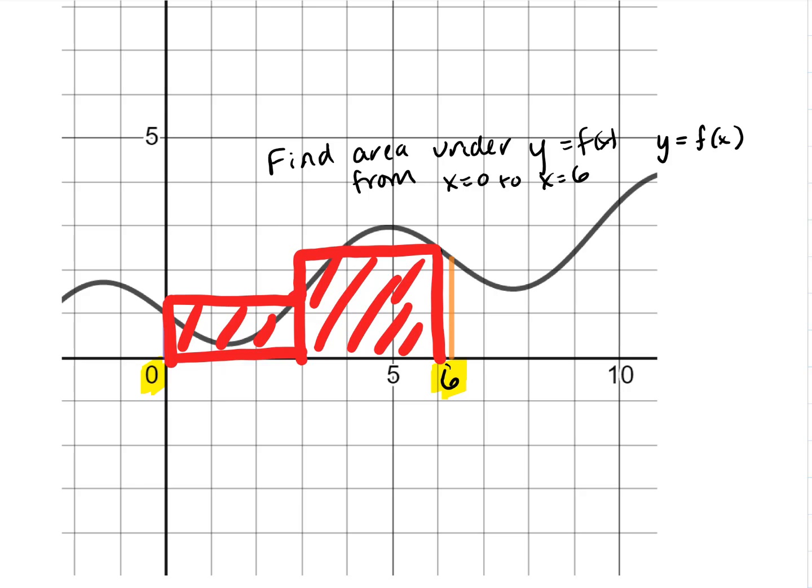Now we're better than when we used just one rectangle. Now the width, by the way, of my rectangles is 3. Both of them have the same width. They're both a width of 3. Their height is being determined by the function, and I am using what's called the right-hand endpoint of each interval to determine the height. So this point right here, I'm using that as my height to draw my rectangle, and that is f of 6. And then this one, because this is 3, that height that I'm using is f of 3.